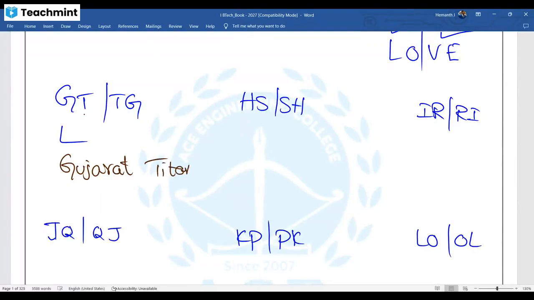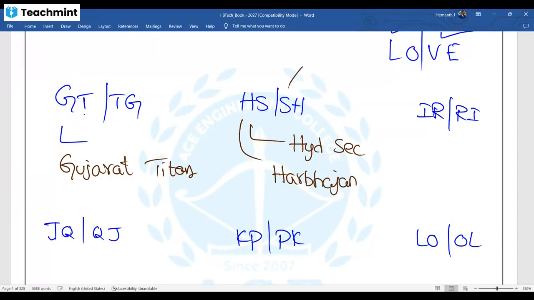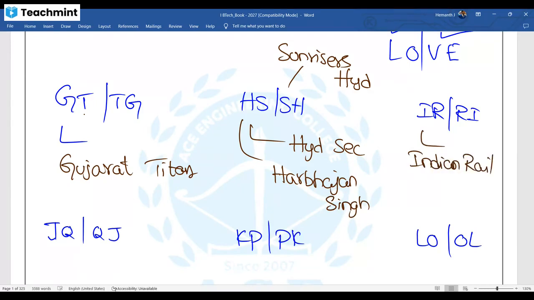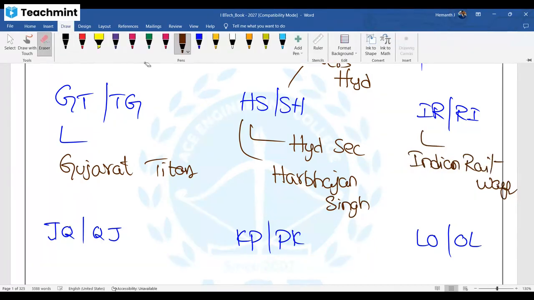Gujarat Titans. HS, Hyderabad, Secunderabad, twin cities. SH, Sunrisers Hyderabad, IPL team. Harbhajan Singh in cricket. IR, Infrared Race or Indian Railways. I'm just giving you some inputs to remember. If you have an alternate word that is easy to remember, it's okay, well and good. You are welcome. No problem. You can go in different ways.